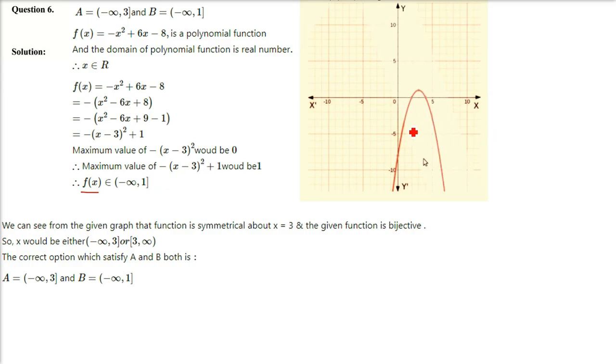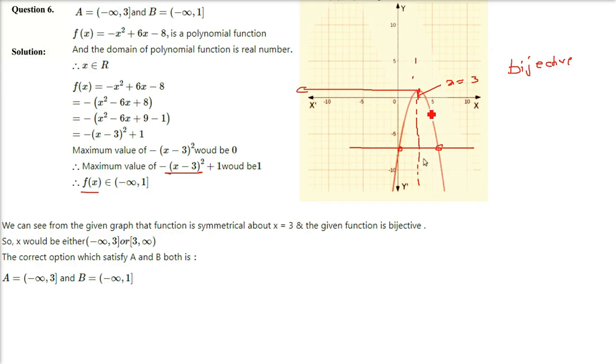Now coming to the graph. When you make a graph, then only you will find out the value of y. f(x) you have got, meaning the domain and range you both have to find out. If you make this graph properly, you will see this is symmetrical about x equals 3. So if I pass a horizontal line, it is going to intersect the graph twice. So this is many to 1, but the question is saying that it is bijective. That means this is not possible.